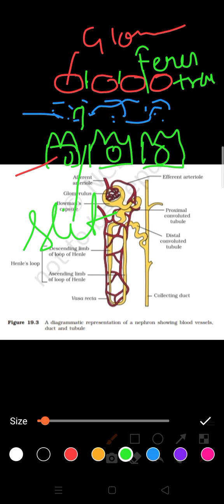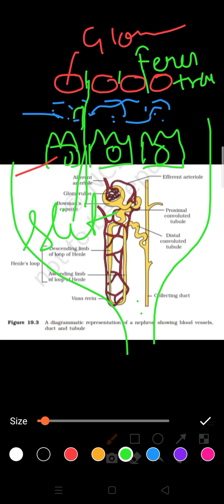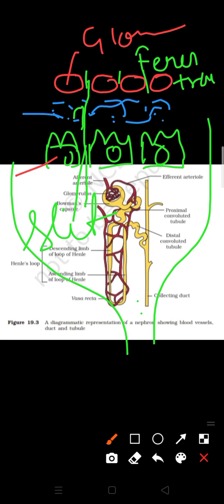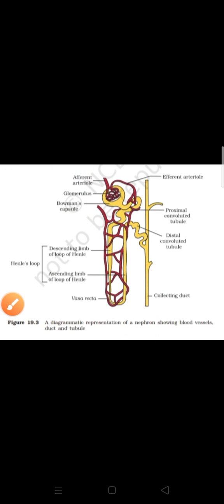Just think that filtration will happen in the glomerulus, and from here the filtered things reach the Bowman capsule. This is the Bowman capsule. Okay, are you getting this point? So these are the layers which are present in the Bowman capsule as well as the glomerulus.